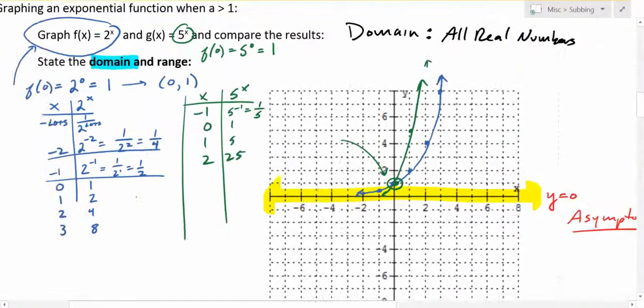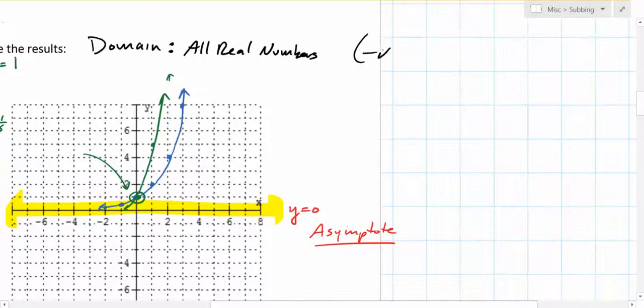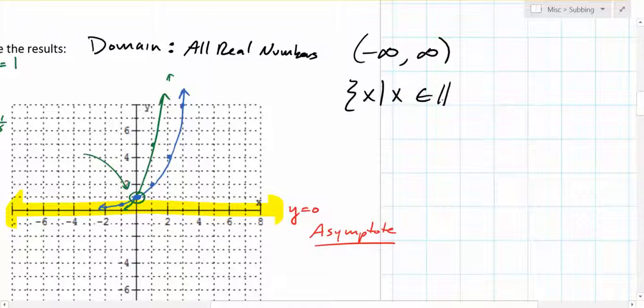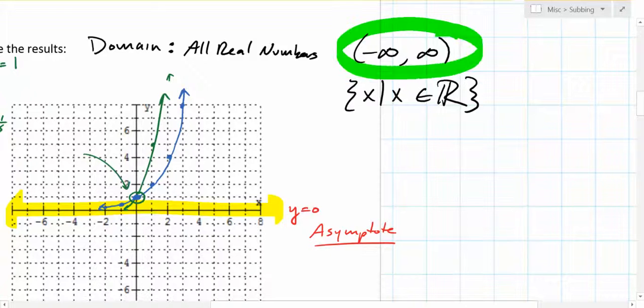For the domain, you say negative infinity to infinity, so you do it like this. You want to see another way to do it? Another way is this: x such that x is contained in the real numbers. There are all different ways, but whatever you're told to do, stick with that. Also, you can always say all real numbers.